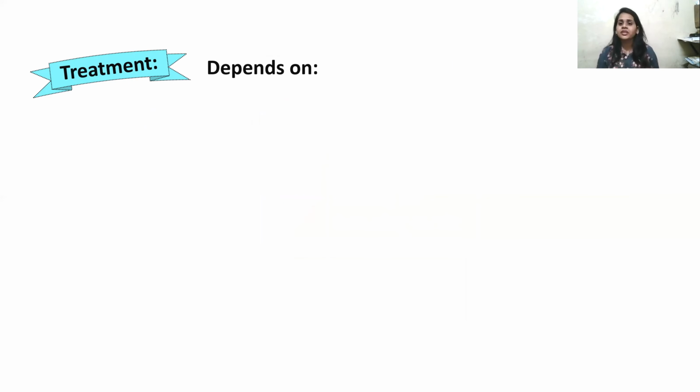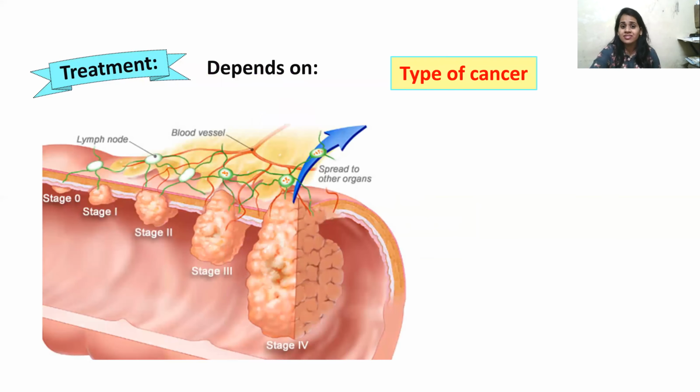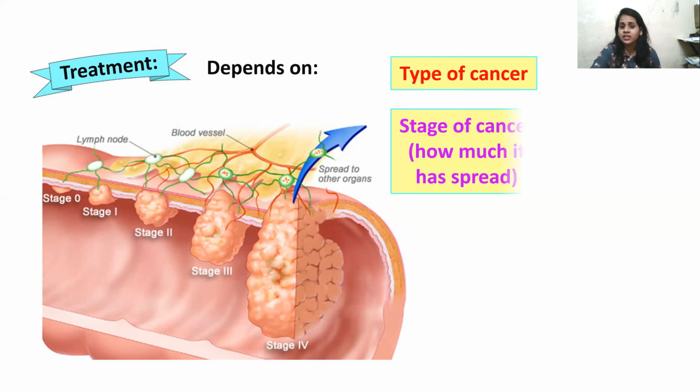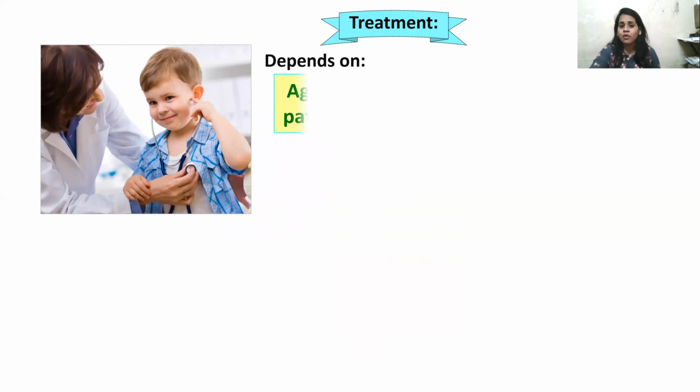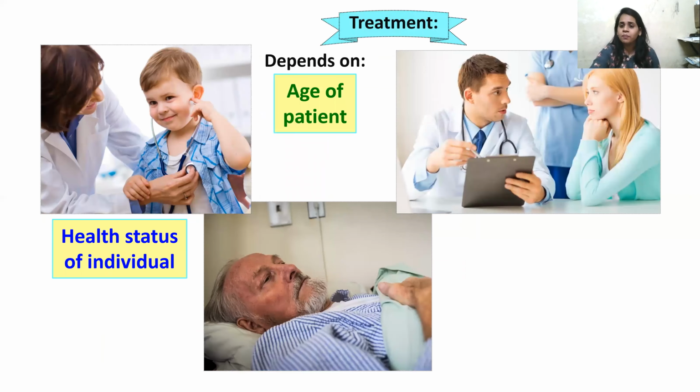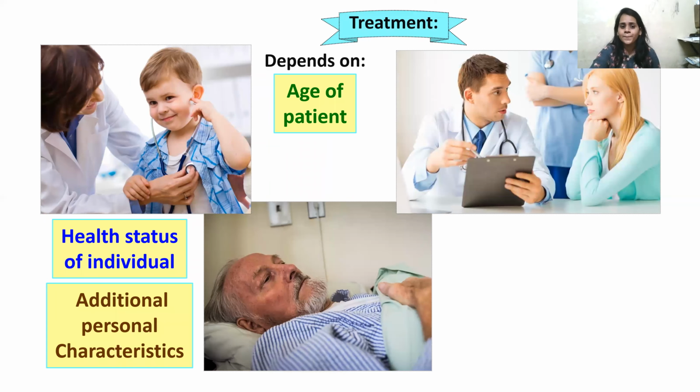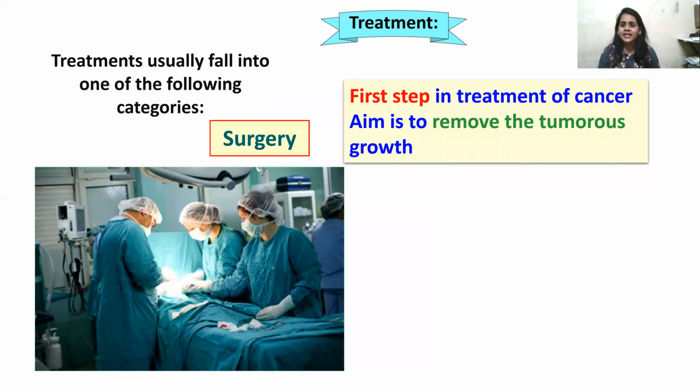But what could be the treatment for cancer? So treatment will depend obviously on the stage of the cancer, on the type of the cancer, how much it has spread. Treatment will also depend upon the age of the patient and the health status of the individual. The treatments could be like surgeries.